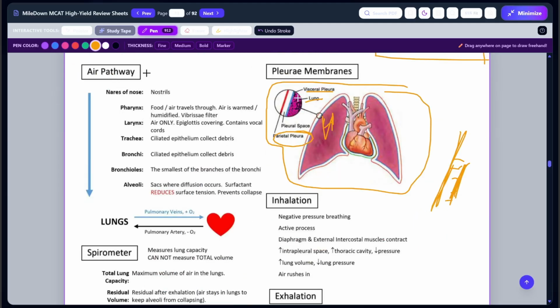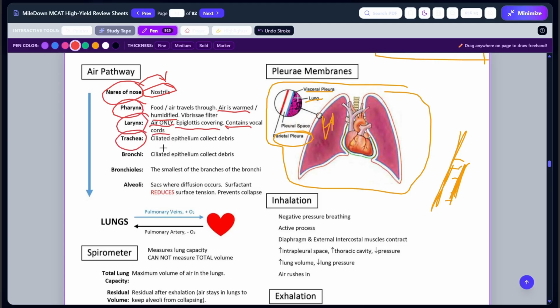So your air pathway is exactly as follows. It goes from your nostrils, nares of nose is also known as your nostrils, right? Pharynx, which is where food and air travels through. Air is warm, humidified. And then larynx is where air only travels. Your epiglottis covering contains your vocal cords. I'll show a picture later as well.